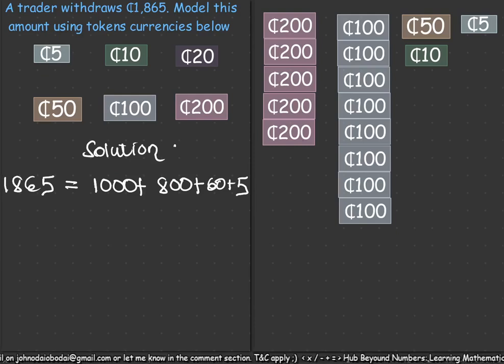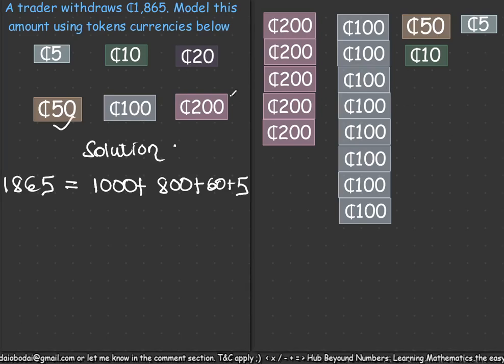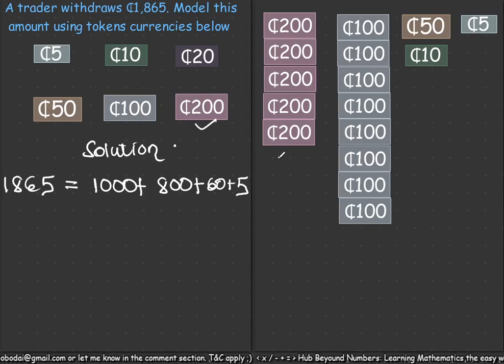Now, after this, the question here is, do we have all the currencies we were asked to use? There is a 5 cedis. Yes, there is over here. There is also a 10 cedis. There is one over here. We do not have the 20 cedis. We don't have it here. 50 cedis is present. 100 cedis is present in abundance. And then 200 cedis also present in abundance.